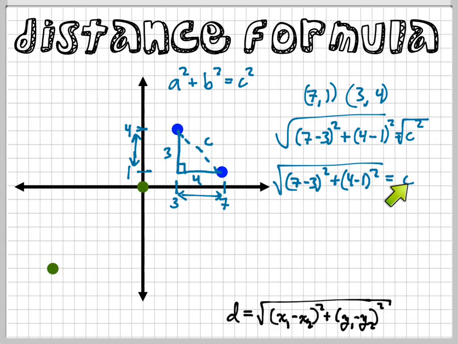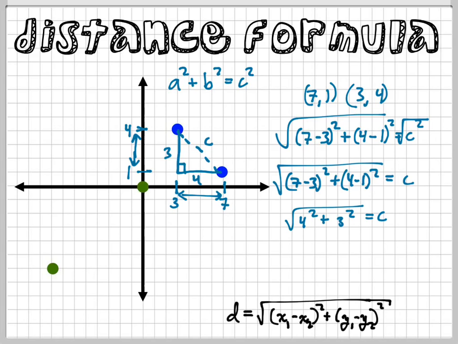See, you got your c is your d, and then you got your two x's subtracting. We got the 7 minus 3, the two x's subtracting. Then the y's subtracting, the 4 minus 1, and then we just have to do our thing. So how long is this line right here? Let's see, we got 4 squared plus, what is that, 3 squared?